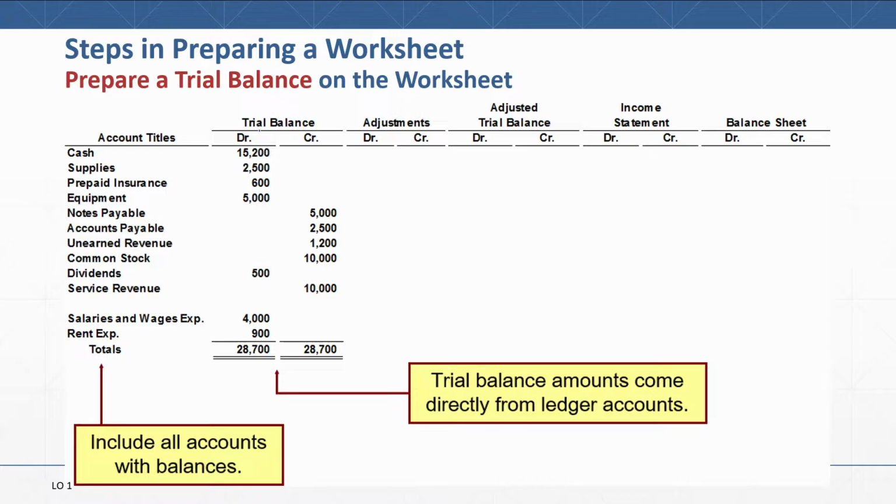So here is an example of using the worksheet. Step 1, preparing a trial balance. We list our accounts here, all those accounts that report a balance. We do not report those accounts with zero balances. So basically here we are listing the ending balance of each account coming from our ledger. Here under the trial balance, we insert them. Of course, the summation of the debit column should equal the summation of the credit column.